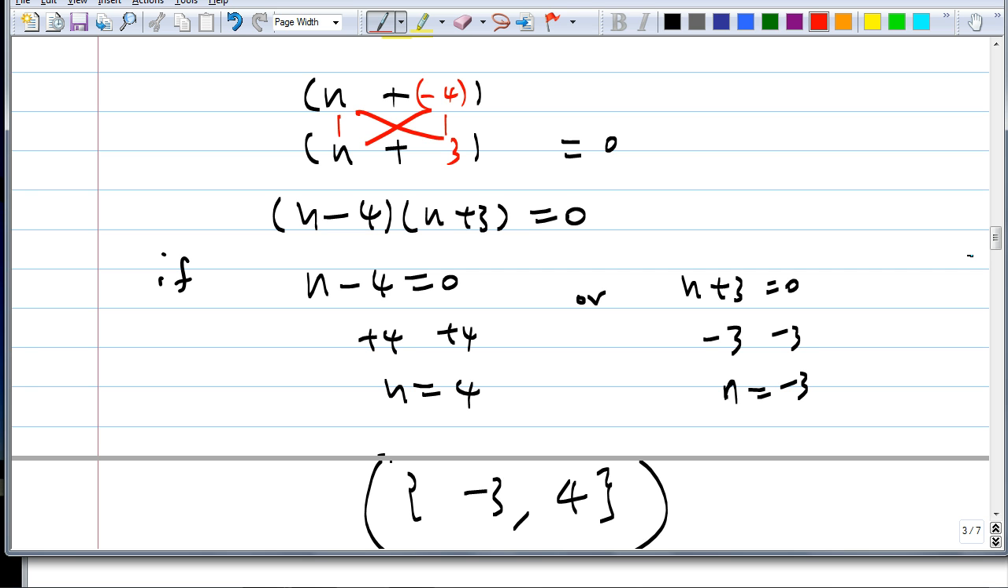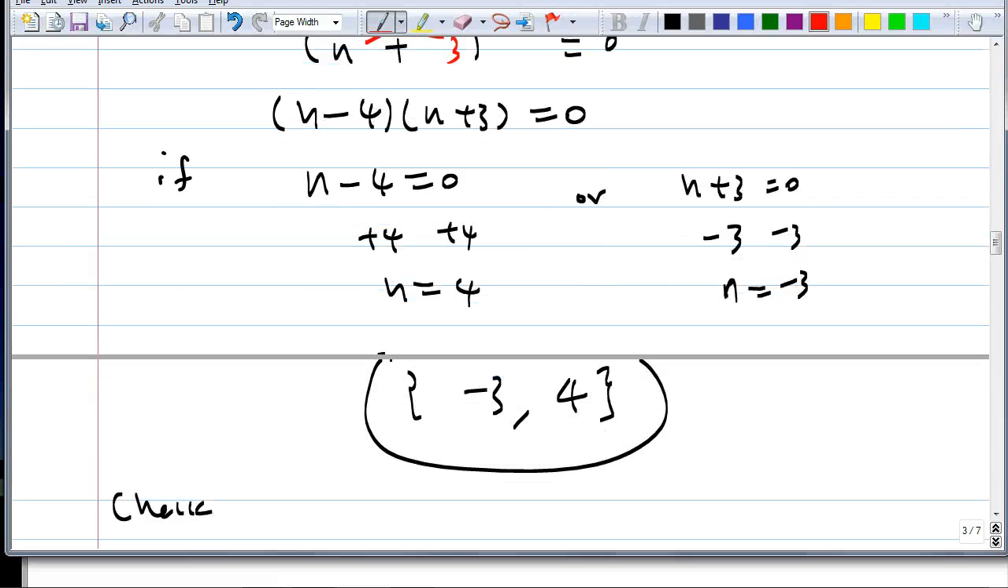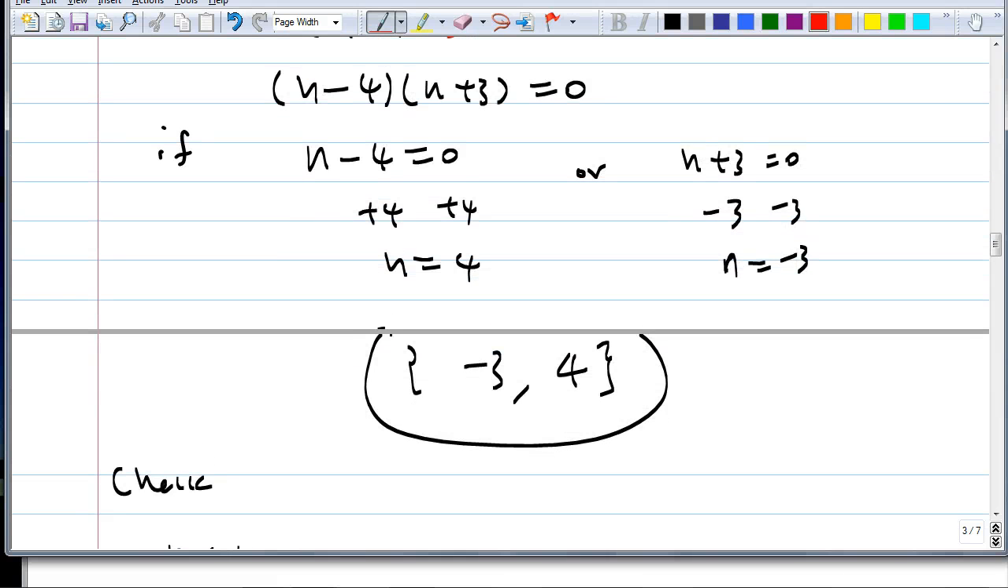No. You have to check, because we multiplied both sides by some variables, right? We could have introduced more solutions to this equation. So we gotta check, and how do we check? Everybody check. Plug it into the original equation and see if negative 3 and 4 work. Okay, go ahead, everybody check.